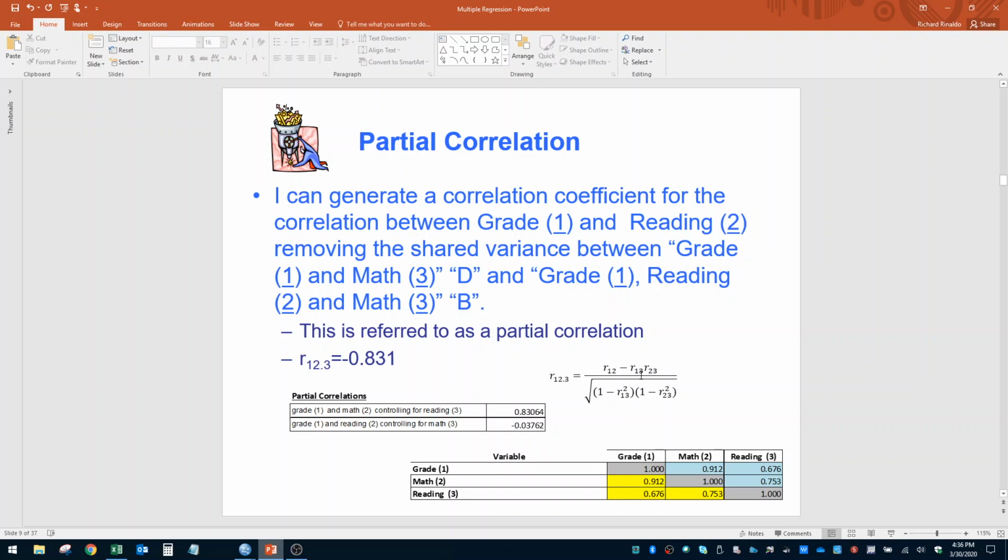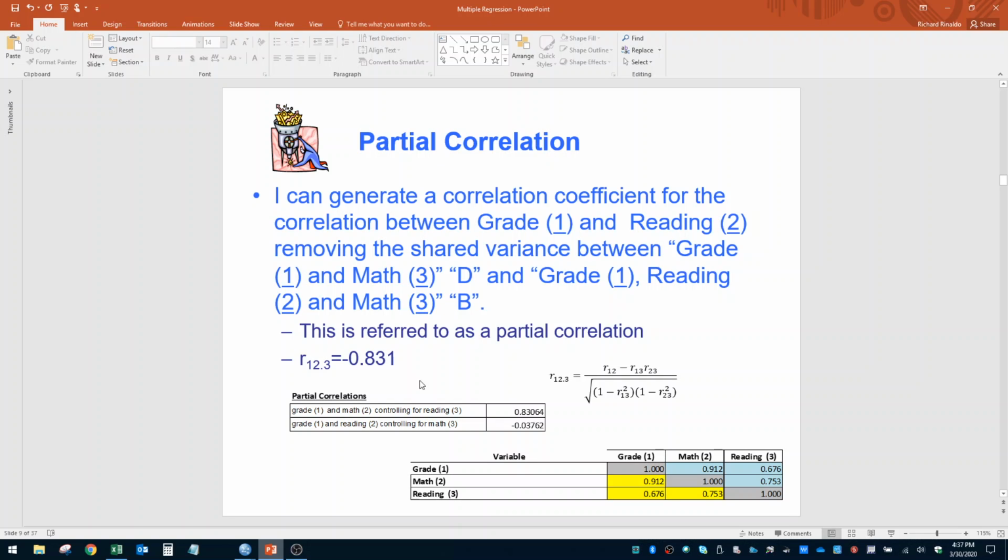And this is the formula right here. I'm doing math, grade and math. So the correlation between grade and math minus the correlation between grade and reading and the correlation between math and reading, all over the square root of 1 minus the r squared for grade and reading, multiplied by 1 minus the r squared for math and reading. Just to be clear, I take the square root of that.